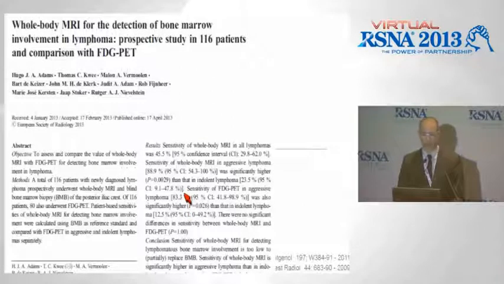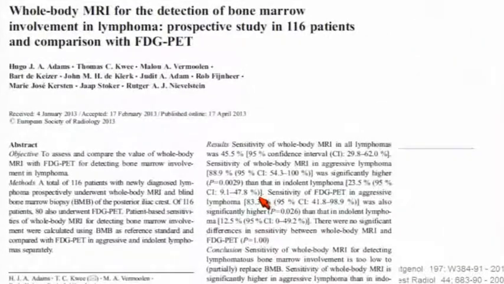This study did a different approach. It had whole body MRI with PET-CT, and they looked at bone marrow involvement in lymphoma. Now, their conclusion basically was that both modalities are similar in their diagnostic performance, but interestingly, both modalities were quite poor in their performance in looking at indolent lymphomas, but were both really good at looking at aggressive lymphomas. So again, the more disease you have, the better it is to detect for both modalities, but they performed similarly.